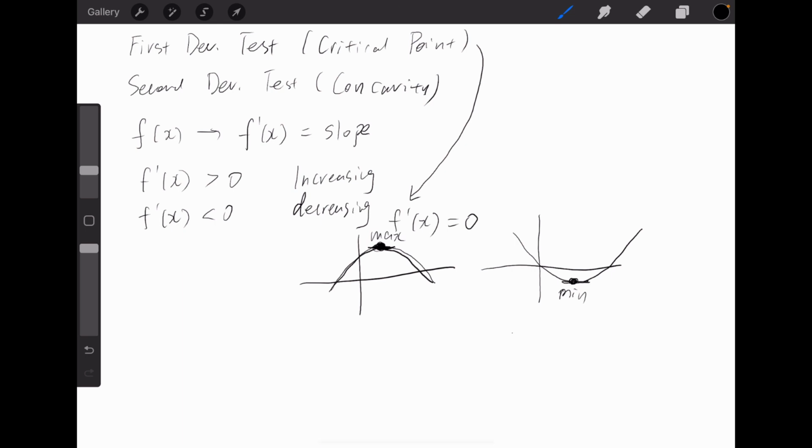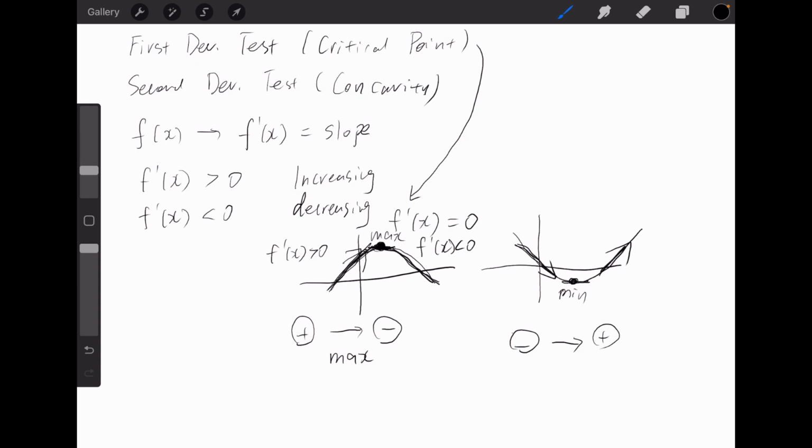Alright, so as you can see in this graph, for any number before the critical point, the slope is positive, which means f prime x is greater than 0, and all the points after the maximum, which is a critical point, have a slope smaller than 0. So if the slope changes from positive to negative, the critical point would be a max. And if it changes from negative to positive, we would get a minimum.